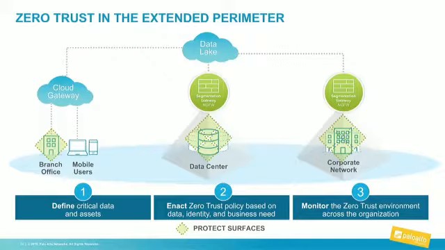So as we extend this out into other parts of the network, we can do this in branch offices, we can do it with mobile users, we can do it in data centers, we can do it in the corporate network, because we have a way of doing it. We've defined the critical assets and data that go into our protect surface. We create Zero Trust policy based upon the data, the identity, the business need, and then we monitor and update that in real time and make adjustments based upon things that change in our environment and the information that we gather from that monitoring.